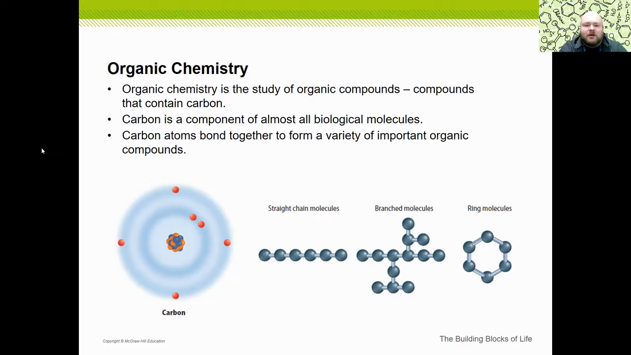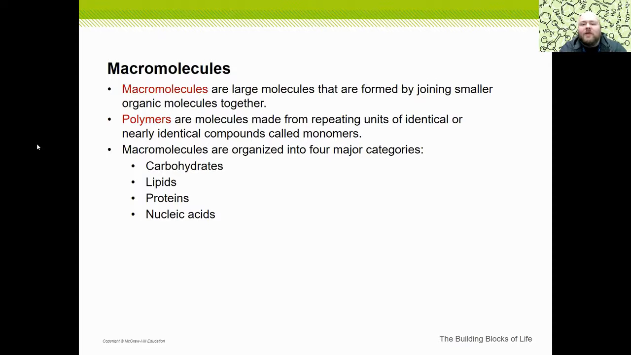And the word macromolecule just means a large molecule formed when you join a bunch of little molecules together. Another important word here is polymer. Polymers are molecules made from repeating units of identical or very nearly identical compounds called monomers. So many monomers make a polymer. And then the four important categories of macromolecules that you're going to need to know are carbohydrates, lipids, proteins, and nucleic acids. So let's break down what each of those looks like for you to understand the difference here.